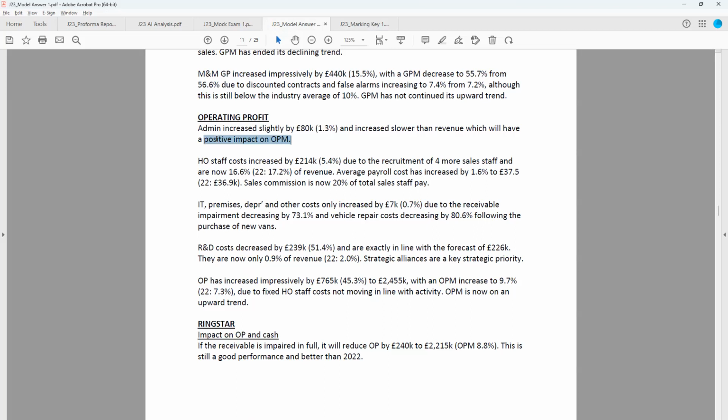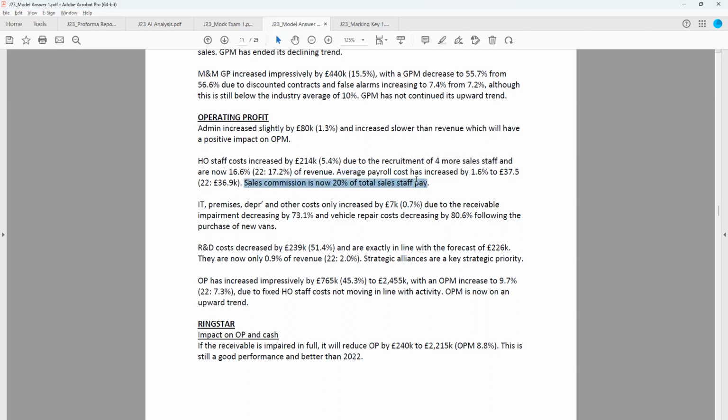But I did it in exactly the same way. So I looked at overall admin. Did it go faster or slower than revenue, and the impact that would have on the operating profit margin, for the same reasons I've explained above. And then we've got head office staff. So the number with the reason. You can look at it as a percentage of revenue, but looking at that average payroll cost.